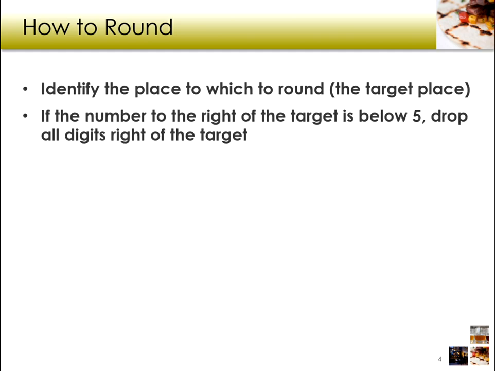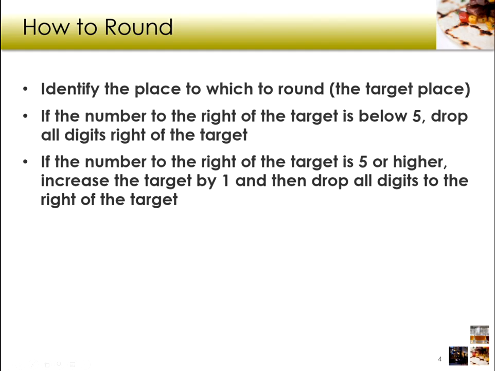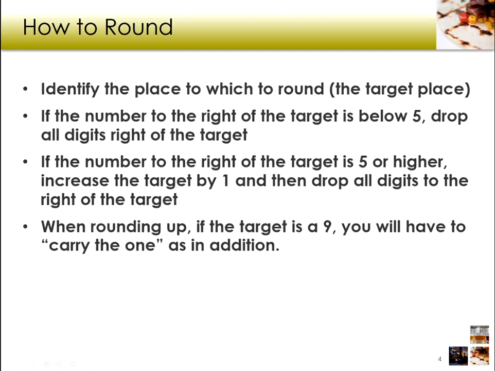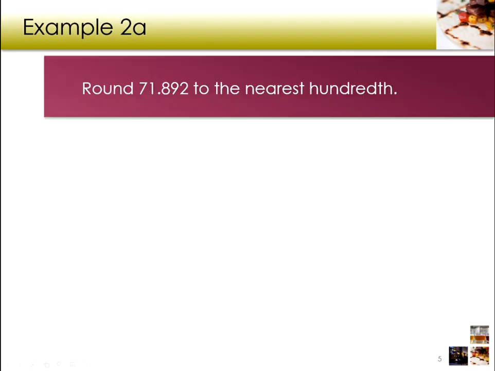If the number next to that is below 5, we're going to drop. If it's over 5, we're going to go above, right? So I think I've got an example coming up here shortly, right? So when rounding up, if the target is 9, you have to carry the 1 as it is an addition. So we would move the whole number up to the next tens or the next hundredths, right?